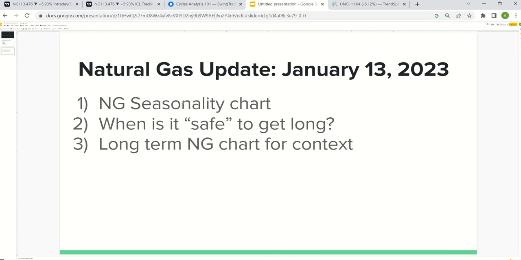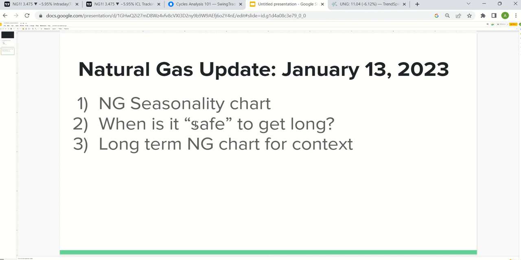And what we're going to do is start with a seasonality chart. Just interesting. We trade price action on this channel, but it's always good to have additional pieces of context, because this market looks like it's waiting on a catalyst, and maybe it's the reopening in Freeport. Then we're going to talk about when is it, quote unquote, safe to get long.